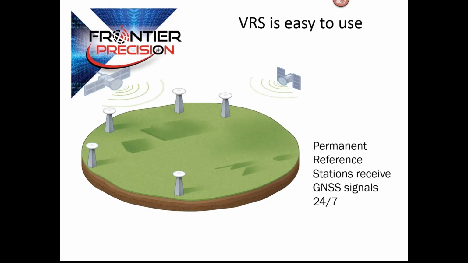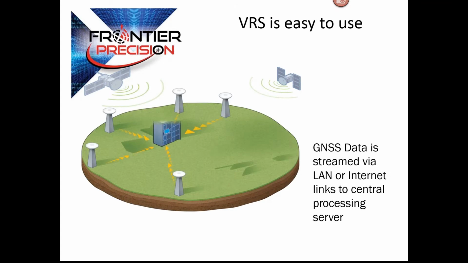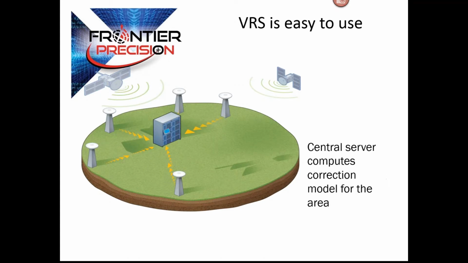VRS is easy to use, and today most Trimble survey systems and certain Trimble geospatial mapping systems are able to tie into VRS systems. They receive information from permanent reference stations that are operating 24/7 around the region. This GNSS data is streamed via LAN or internet links or private modems back to a central processing server. And this central server computes correction models for the specific area or region.